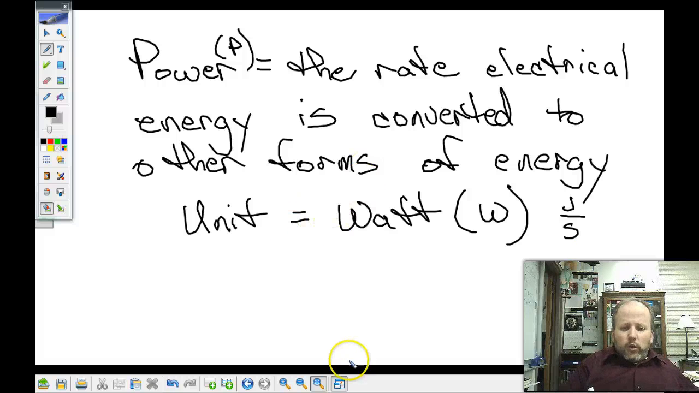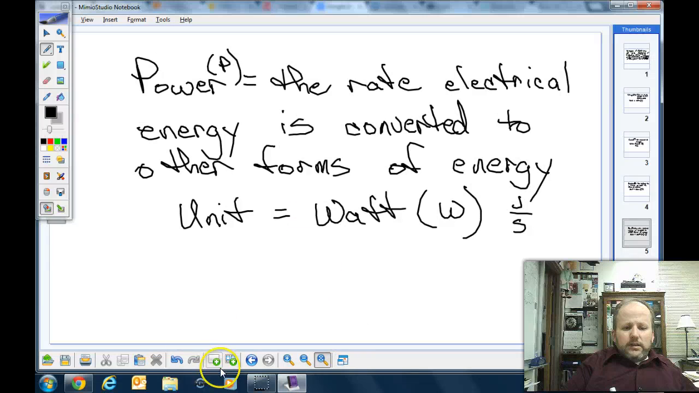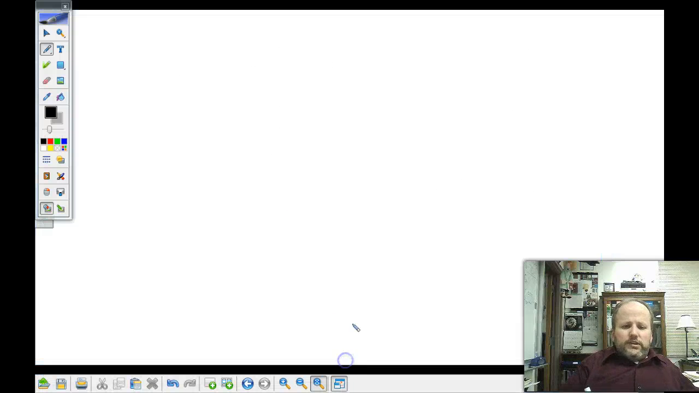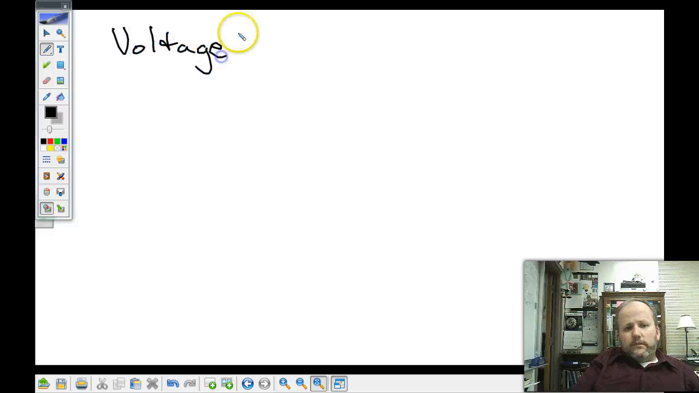Now I need you to quickly get down the equations that you need to know for all of this stuff. This is already on your worksheet, so you could stop the video if you already have these. But the first equation I want you to know is voltage equals current times resistance.